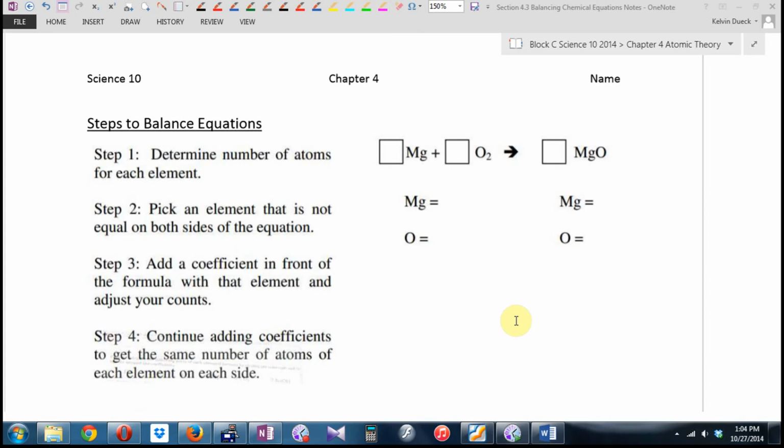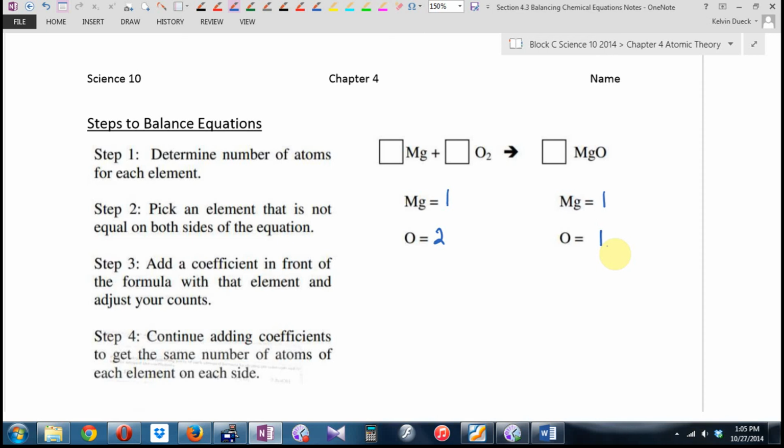Right now, how many Mgs do I have? How many magnesiums on the left? 1. How many oxygens? Careful. 2. On the right-hand side, how many magnesiums do I have? 1. How many oxygens? Is that balanced? No. Step 2. Step 2, Alex says, pick an element that's not equal. Well, what's the only one that's not equal? Oxygen. And what you're going to do is add coefficients in front and then follow the domino effect all the way through.